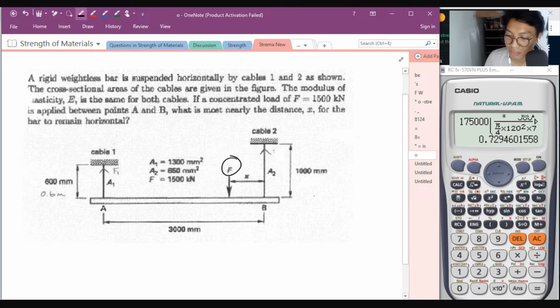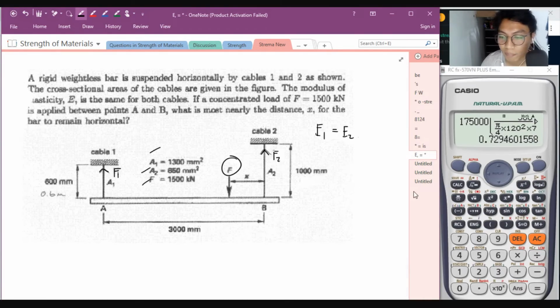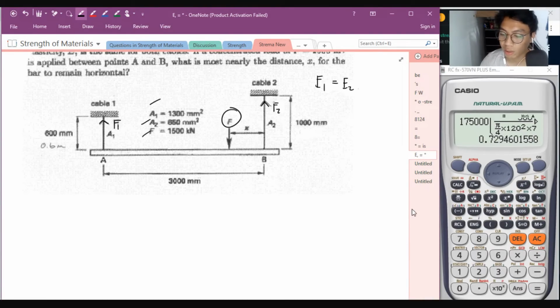Alamin natin, okay? Magsasummation of moments tayo dito. Ay, meron bang binigay dito? The modulus of elasticity is the same for both cables. So, E1 is equal to E2. Yan, yung assumption natin. Meron tayo ditong force 1, meron tayo ditong force 2, yung mga bumabatak dyan. Now, yung cross-sectional area given dito, A1, A2, and F. Anong gagawin natin dito?